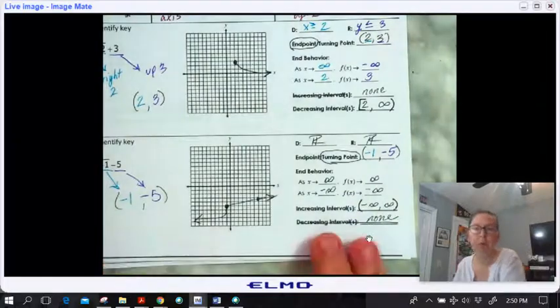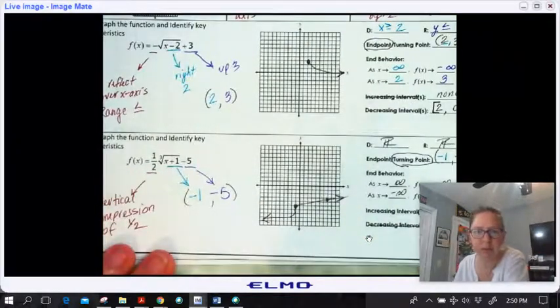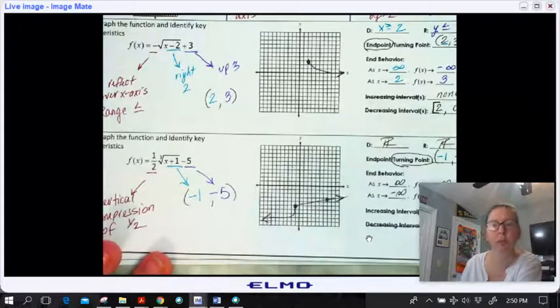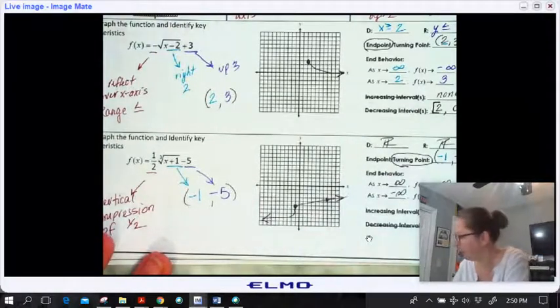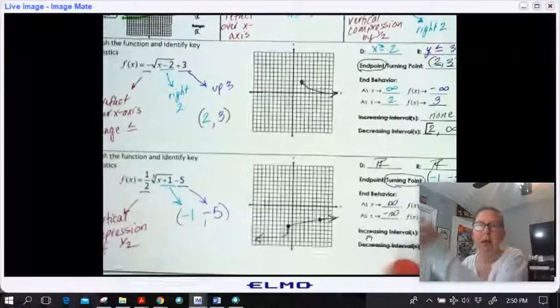Okay, so if the A value is negative, that's when we have a decreasing interval. If it's positive, we use the increasing. Okay, so we're pretty much done for today.